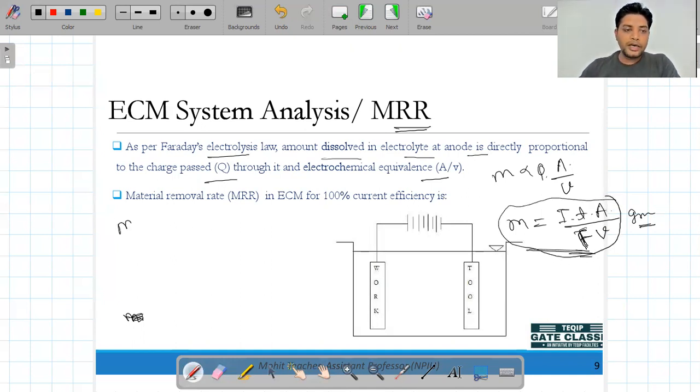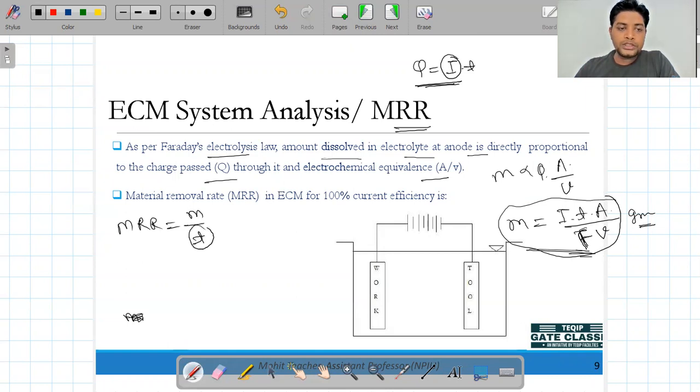So material removal rate is how much material is removed from the workpiece per unit time. Per unit time means within that time only the current is supplied and the charge is generated. So that will be equal to M by T: within the time we are supplying the current, the material is depleting.